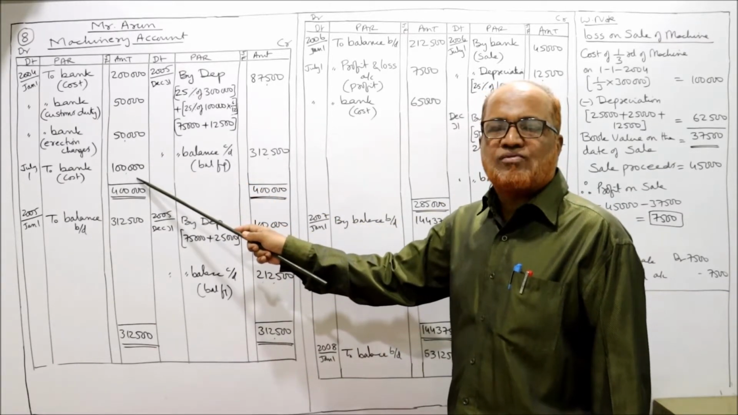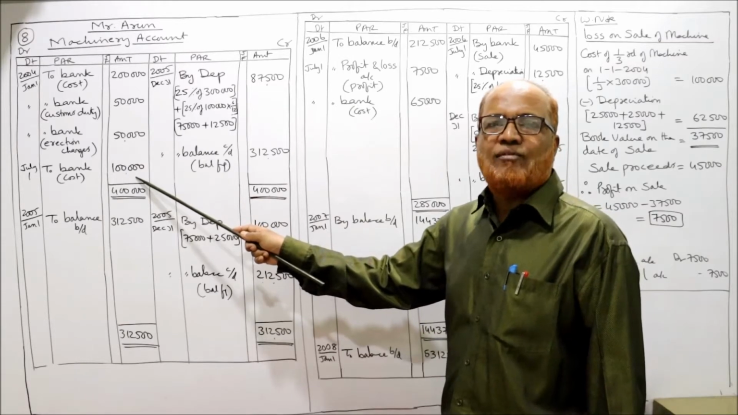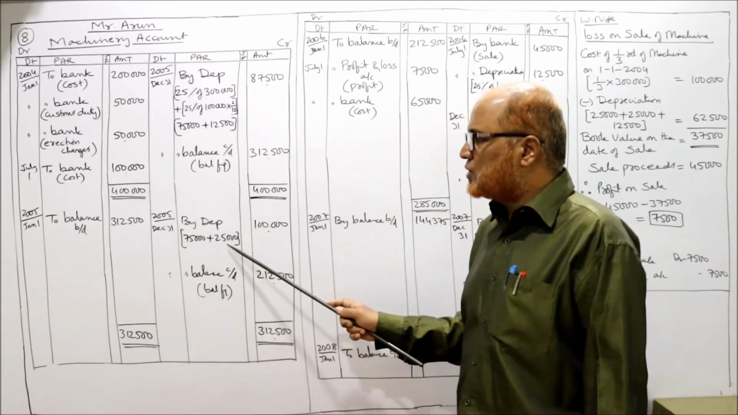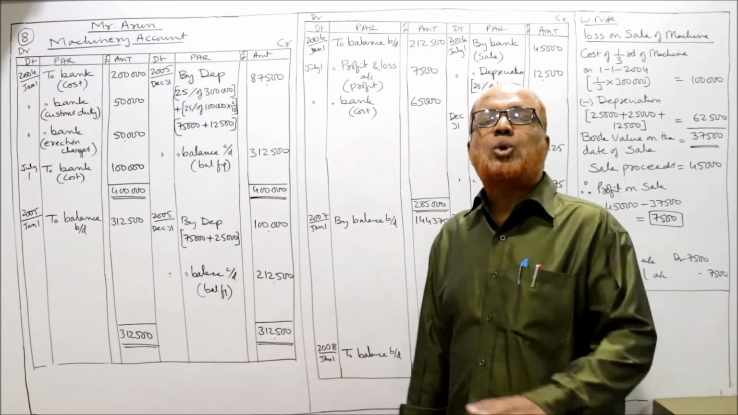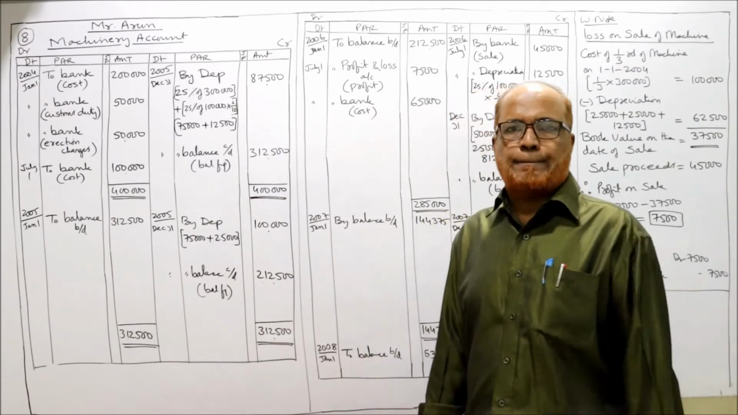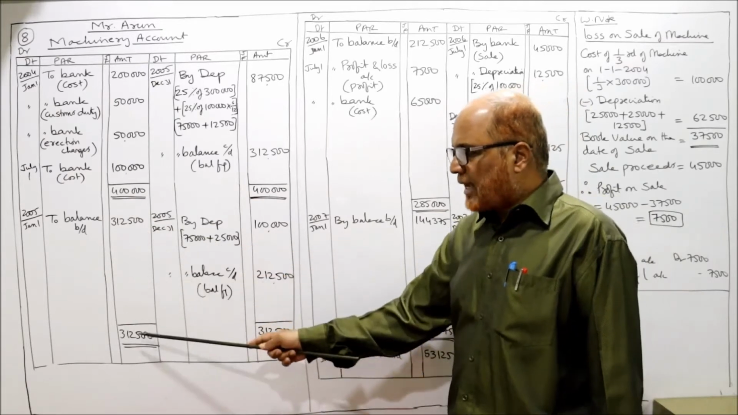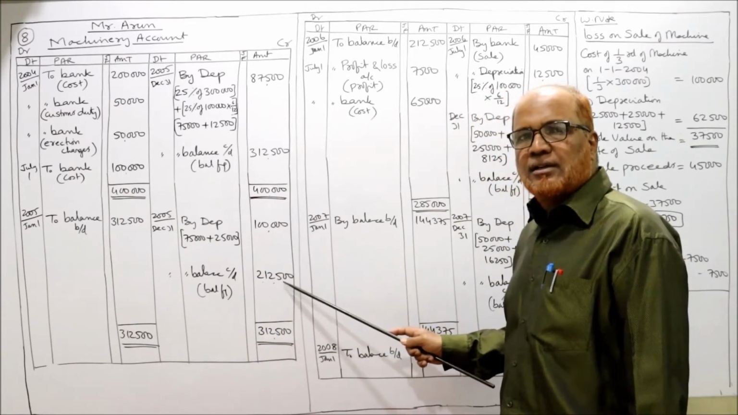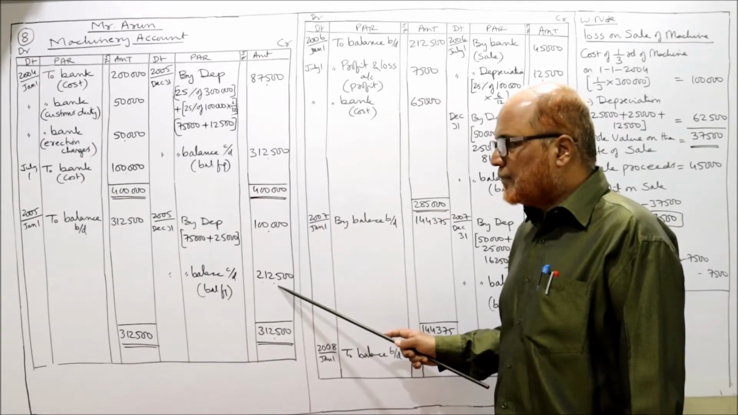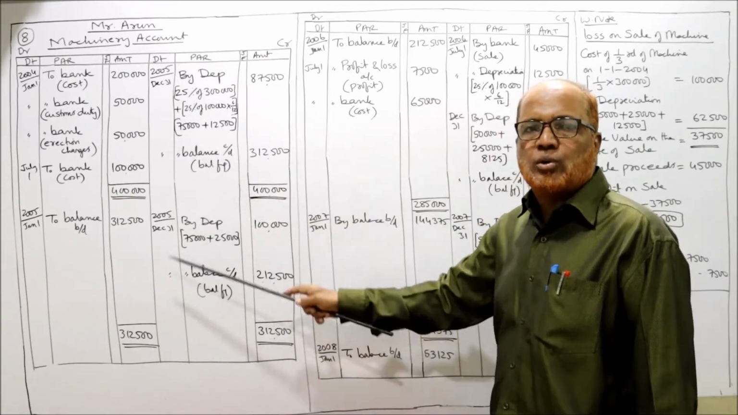Second machine cost is 1 lakh. 25% of 1 lakh, 25,000. So 75,000 plus 25,000, 1 lakh rupees is the total depreciation. Take the total. 3 lakh 12,500 minus 1 lakh, 2 lakh 12,500. Carry on. That's all. So 2 years completed, 2004, 2005.